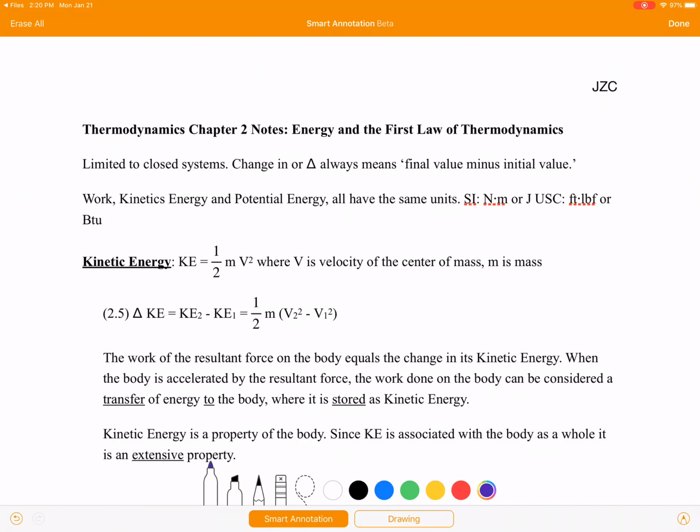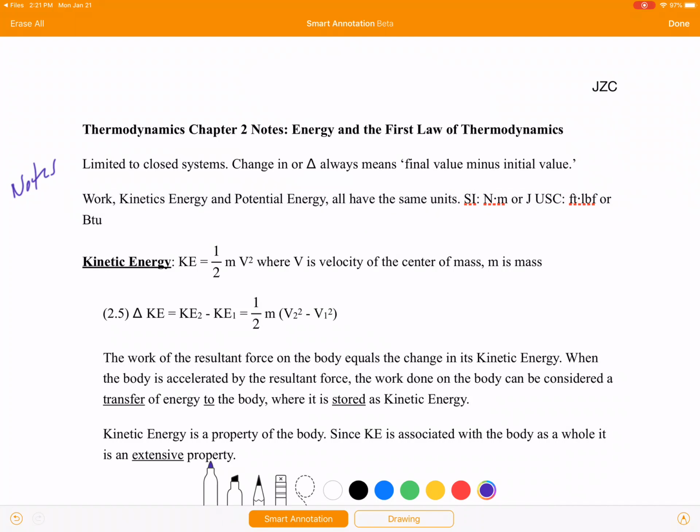So Thermodynamics, Chapter 2, this chapter is called Energy and the First Law of Thermodynamics. So the first law of thermodynamics is conservation of energy, and so this chapter begins that discussion. So it's just a few notes about this chapter.